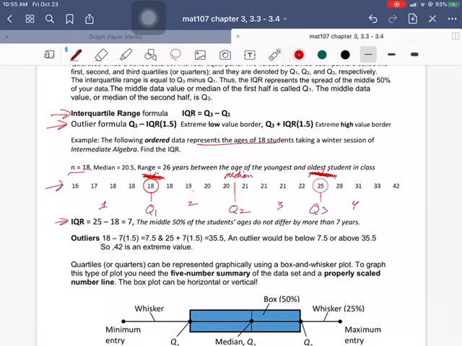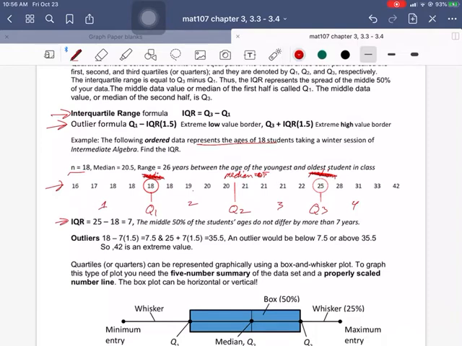We have an IQR calculated out. Q3, which is 25, minus 18, is 7. So the middle 50% of the students' ages do not differ more than 7 years. The median's 21.5. Oops, no, 20.5. And then the spread's only 7 out from there for the middle 50%.